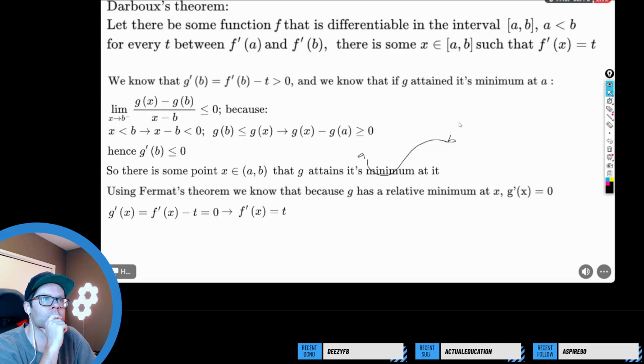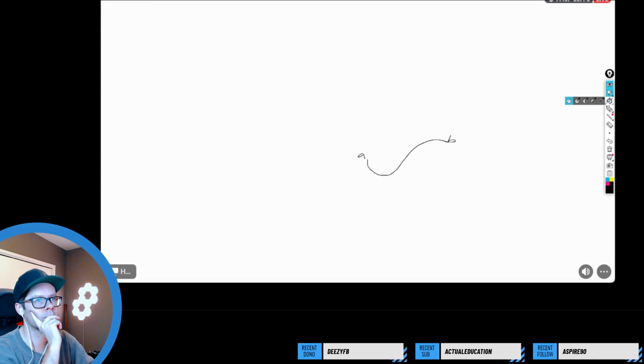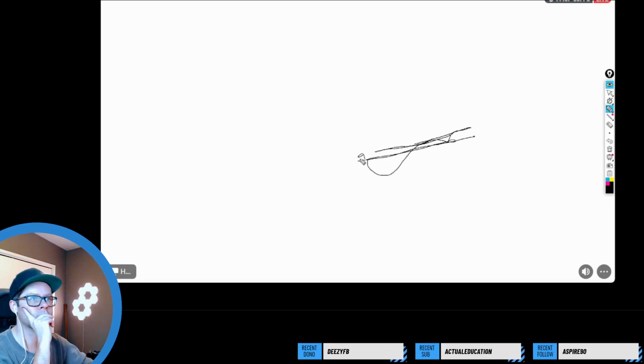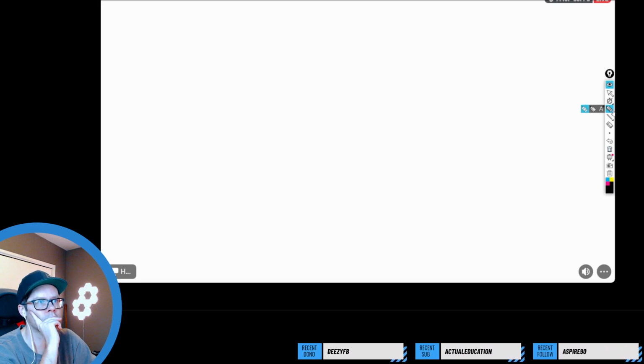There are a few variations to it and a few different ways to define it. There is also the version where this function somewhere in here has the slope between a and b. So if this is the slope, at some point in here the tangent line has this slope. This is also something that you can prove, but I will not go over it now.